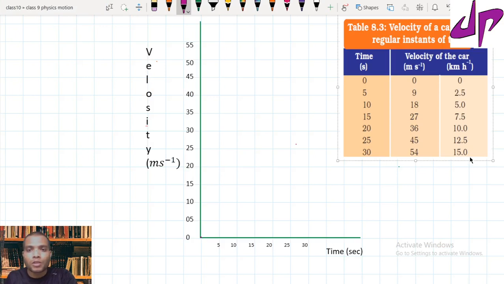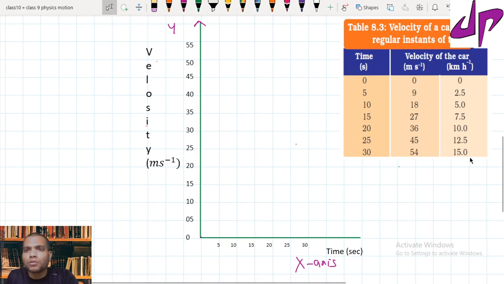Let us plot the velocity versus time graph. Here you can see I have taken time along the x-axis and velocity on the y-axis, and these are the details I have. When time equals 0 second, the corresponding velocity, I have taken in terms of meter per second. When time equals 0, the velocity of the car is also 0, so we can mark a point right here.